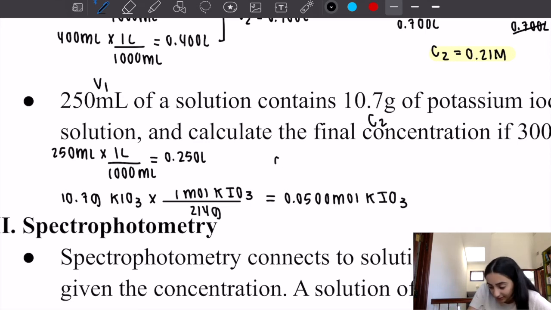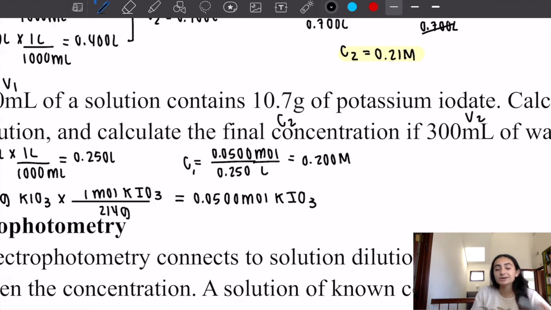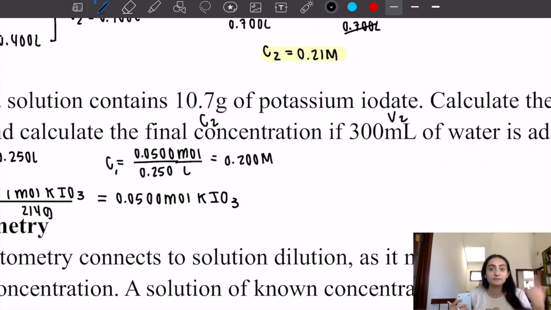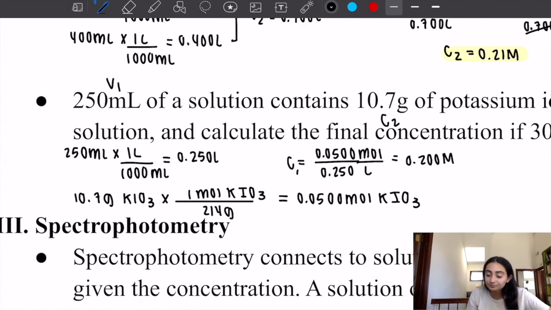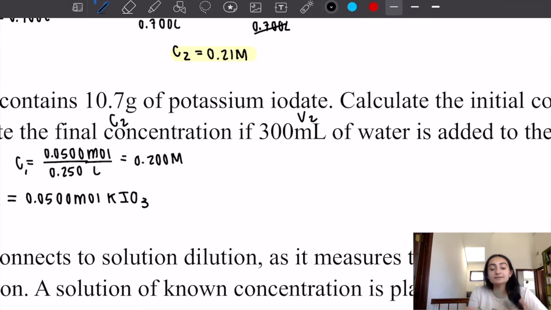So now to calculate concentration, this is going to be our initial concentration. We can do C equals 0.0500 divided by 0.250, and we get that the initial concentration is 0.200 molarity. Because of the inverse relationship between volume and concentration, we know that our concentration is going to go down if we increase our volume. So that can help us make sure that our answer is correct.